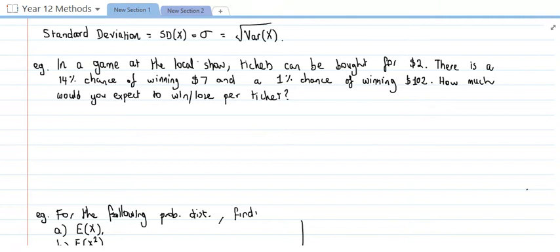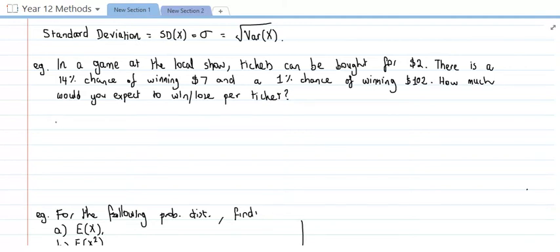So in a game at the local show, tickets can be bought for $2. There is a 14% chance of winning $7, and a 1% chance of winning $102. How much would you expect to win or lose per ticket? What I'm going to do in this question is start drawing it up as a probability distribution.